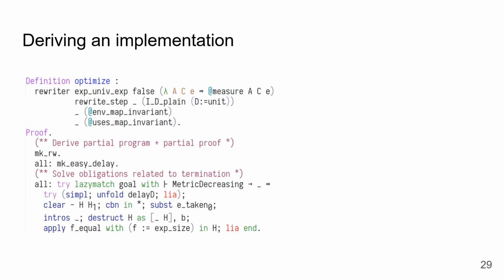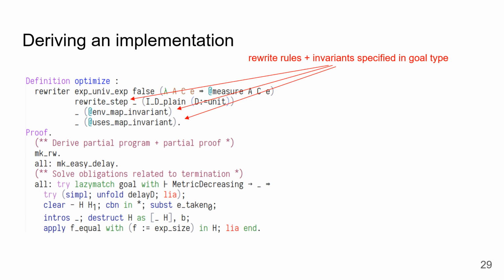Now, skipping over about 200 lines of boring proofs about use counts, we're finally ready to start deriving a proved correct implementation. The user begins by declaring a value, in this case called optimize, with the type of proved correct rewriters. This type is parameterized by various pieces of the specifications presented on the previous slides.